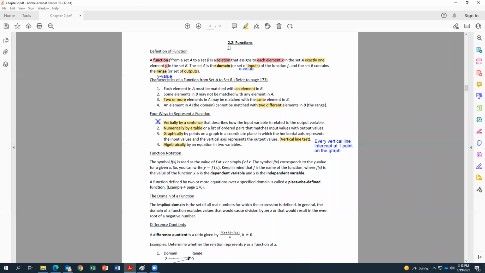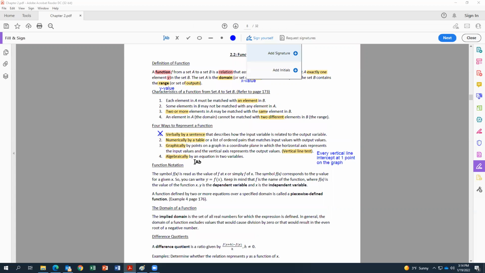And the last thing that we do here is doing it algebraically. How do we do it algebraically with equations? You plug in x, a number, and solve for y. If you get only one y answer, it is a function. You plug in any x number you want and try to solve for y. If you only get one answer for your y, then it is a function. But if you get multiple answers, then it is not a function.